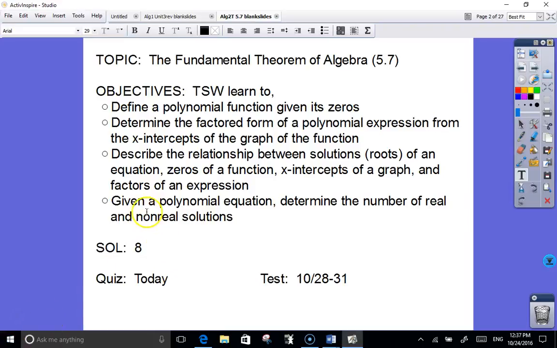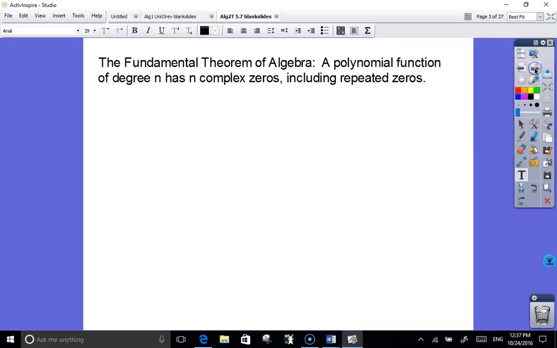The one to really pay attention to is the last one. It says, given a polynomial equation, determine the number of real and non-real solutions. In the book, they want you to find the number of positive real and negative real solutions, and we really don't care about that. The SOLs don't drive us to do that. So we make a little bit of a change at the end because of that, but for the most part, it's coming from the book.